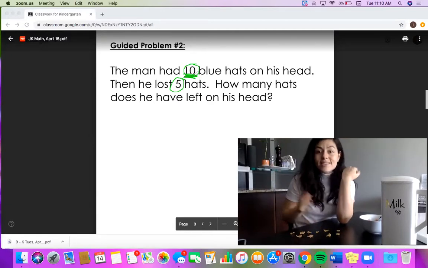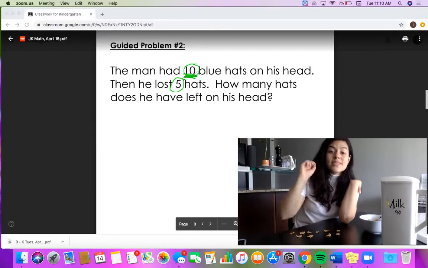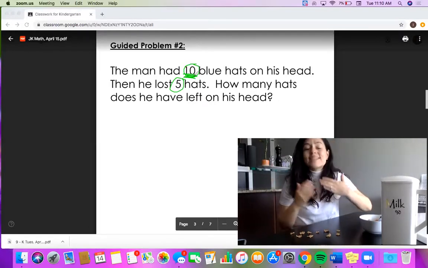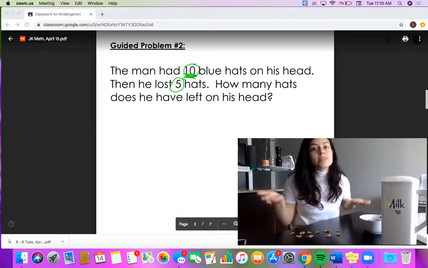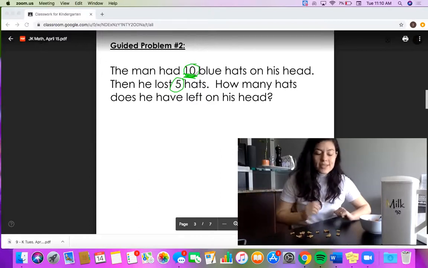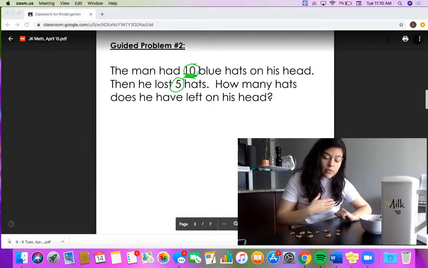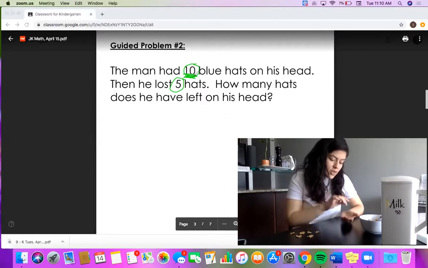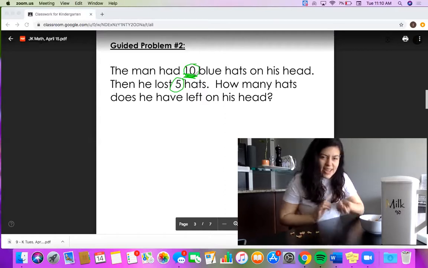How many hats does he lose? That's right, he loses 5. So I need to get rid of 5. I need to take out 5. That's what subtraction means. So to take out 5, I'm going to pull 5 away with my hands. Ready? 1, 2, 3, 4, 5. I'm going to eat these later.